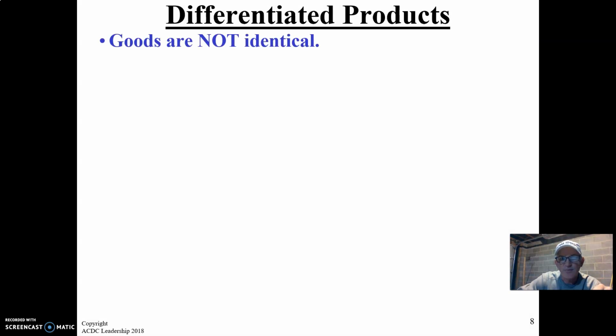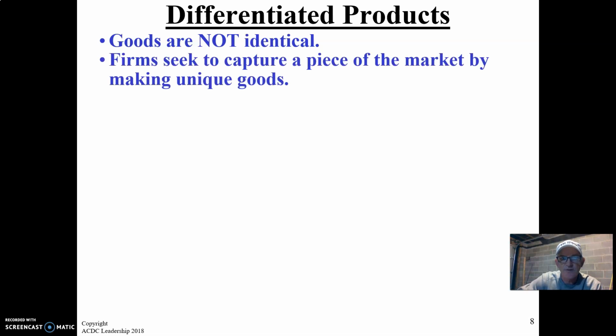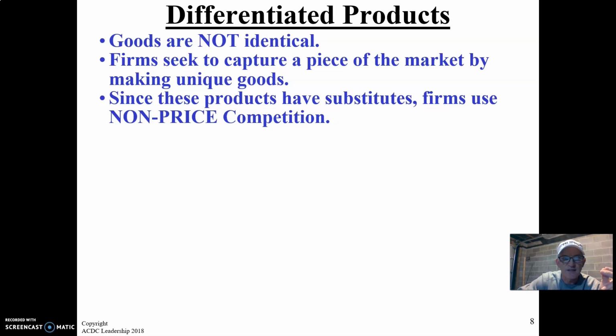Let's talk about what differentiated products really means. That means that these goods are not identical, and you're trying to capture a part of the market by coming up with your own blueberry flavored cereal that no one else has. In other words, some type of unique good. We have to use non-price as a way to get these people because our products do have substitutes. So if we do make them too high, then someone could easily go, you know, I don't want the blueberry flavored.